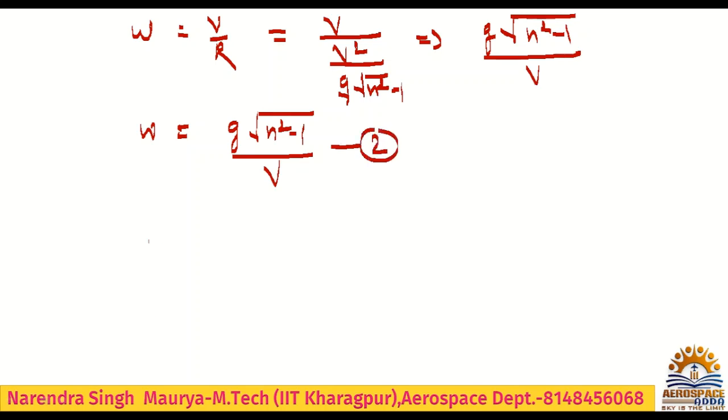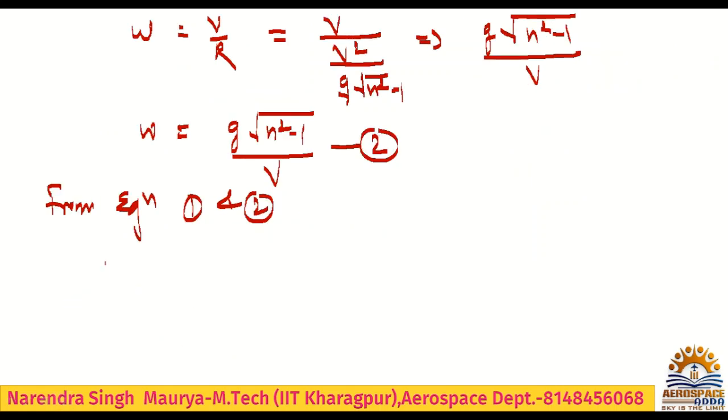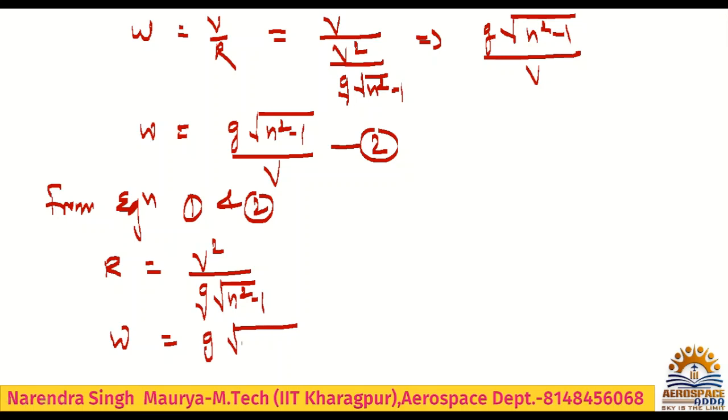So from equation 1 and 2, what is r? R is v square divided by g root of n square minus 1, and what is omega? It is g root of n square minus 1 divided by v.